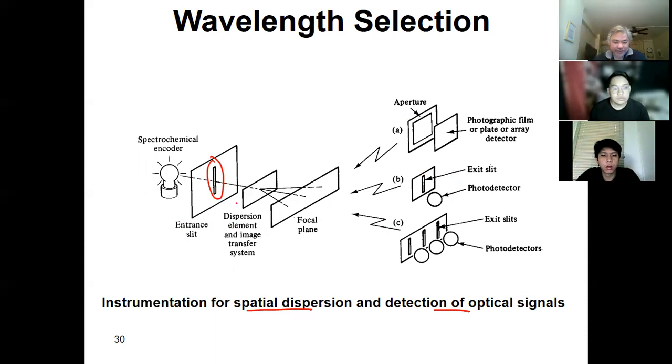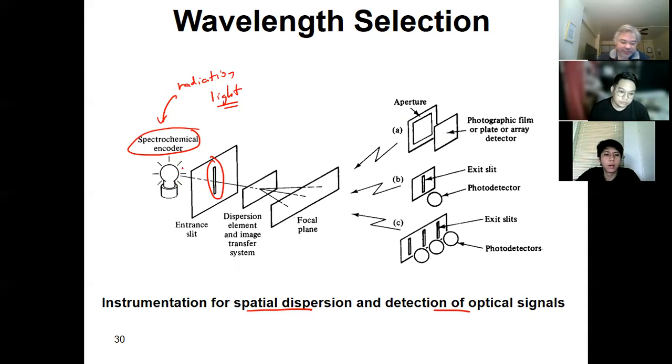When you look at this, this is the spectrochemical encoder, which is usually the light source. Usually you have here your radiation, or we could say the light source. Some of the radiation from this spectrochemical encoder enters the so-called entrance slit, and what happens here is it strikes the dispersing element. There's a dispersing element here, and you can have an image transfer system.